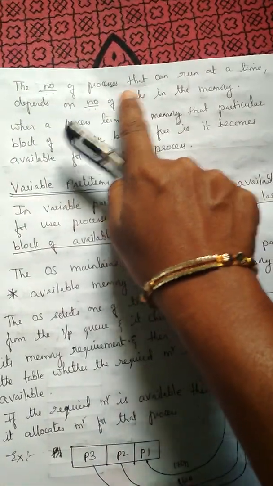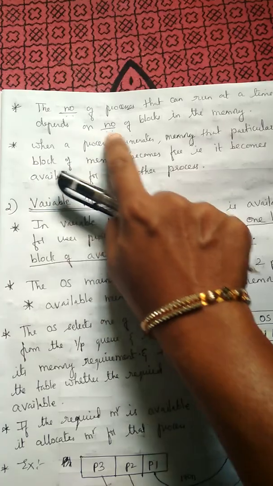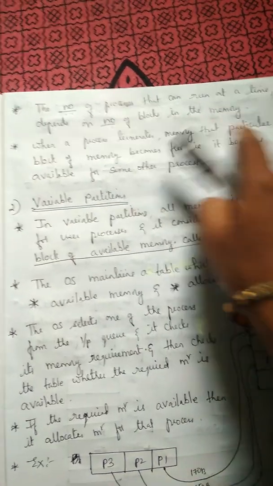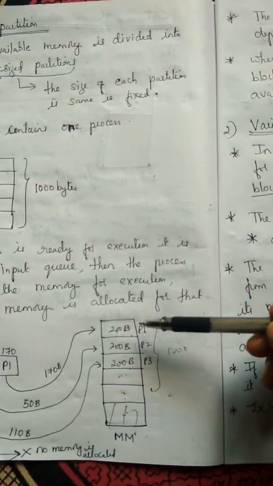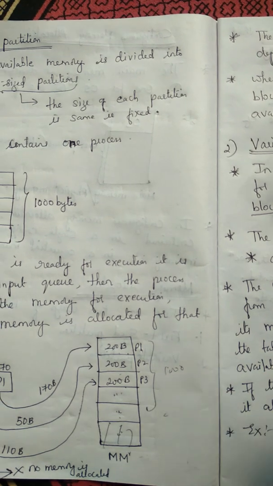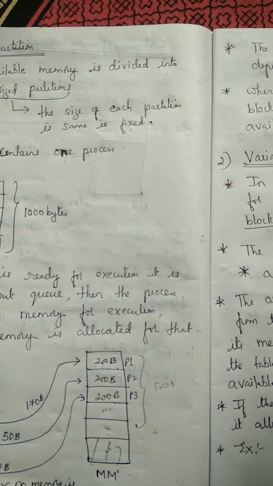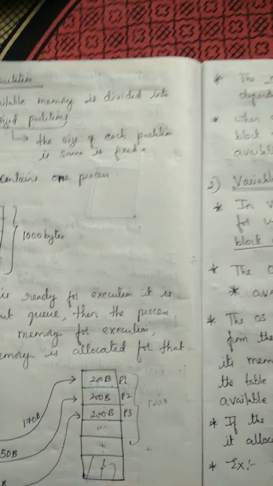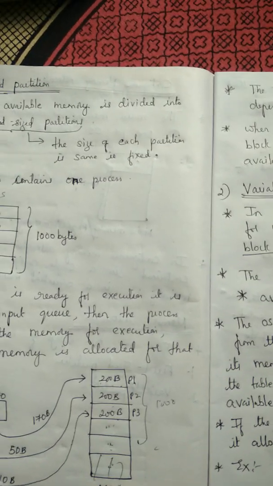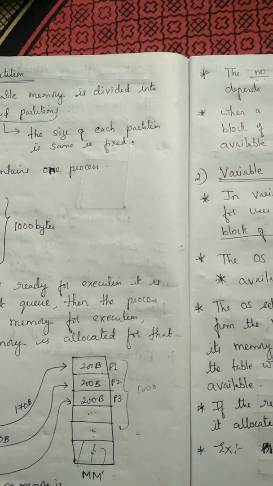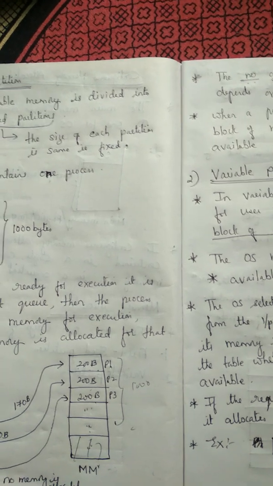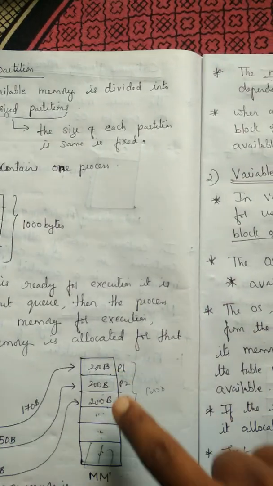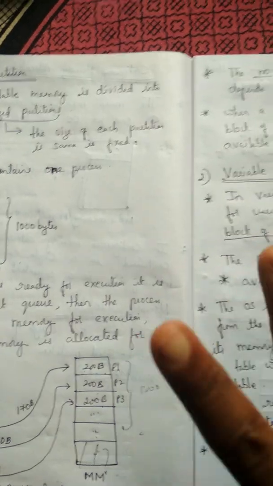The number of processes that can run at a time depends upon the number of blocks in the memory. How many blocks do we have in the memory? Totally we have 5 blocks. So at a particular time, a maximum of 5 processes can execute simultaneously. If I have 10 blocks, 10 processes can run simultaneously. So it depends upon the number of blocks. If blocks are 2, only 2 processes can run at a time.